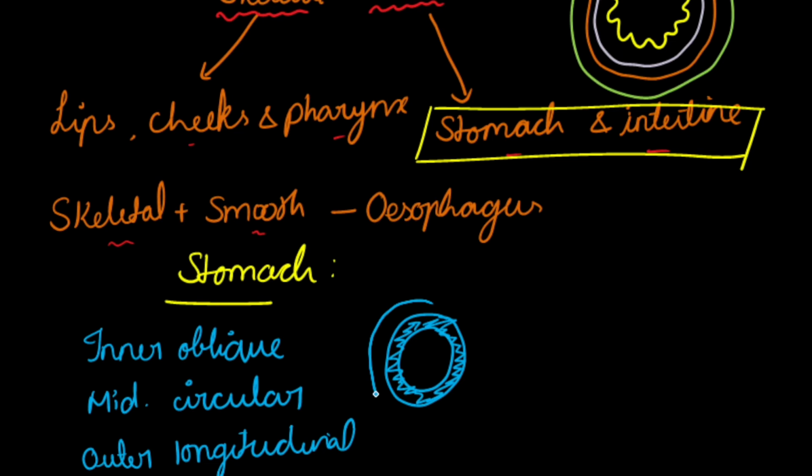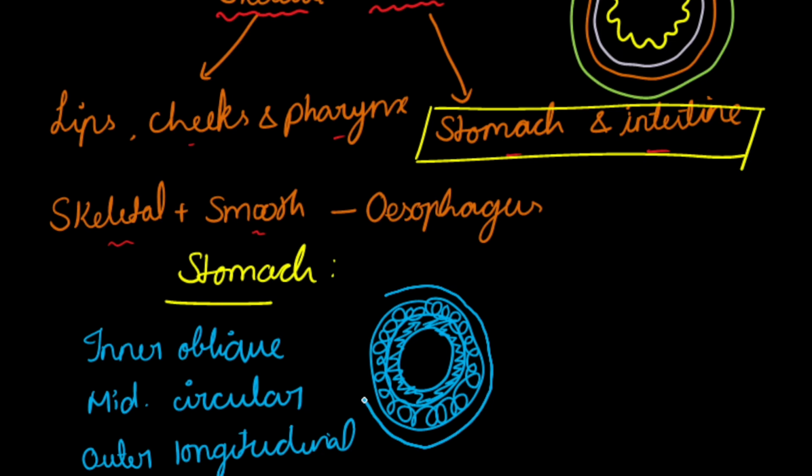Then comes the second layer where we can see circular muscle fibers like this. Then the next layer, which is longitudinal muscle fibers, will be there, and this will go like this. So this is how the muscular layer of the stomach looks like.